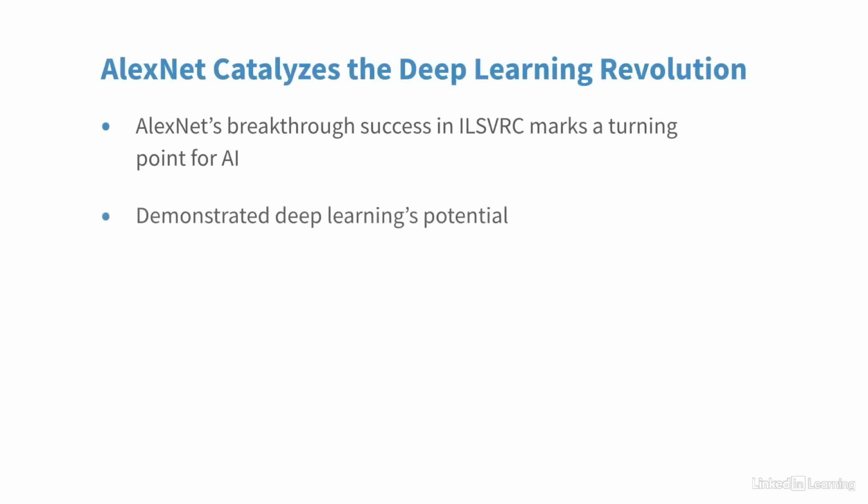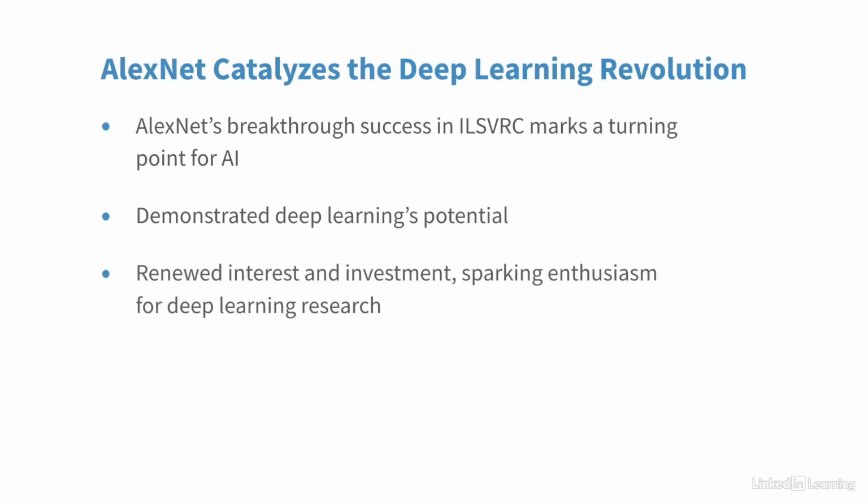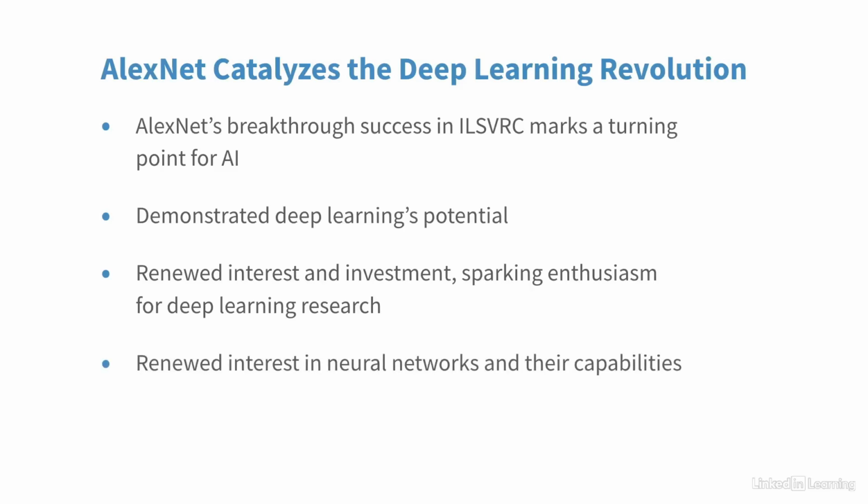The breakthrough success of AlexNet in the ImageNet Large-Scale Visual Recognition Challenge was a major turning point for computer vision and artificial intelligence. It helped spark renewed interest and investment in deep learning research. AlexNet also demonstrated the potential of deep learning to achieve state-of-the-art performance on challenging visual recognition tasks. This has since led to a resurgence in interest in neural networks and the emergence of the deep learning revolution in artificial intelligence.